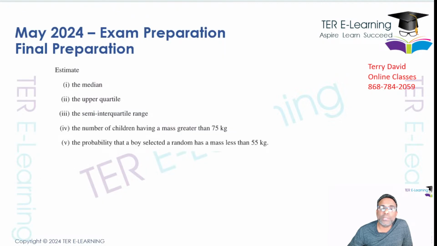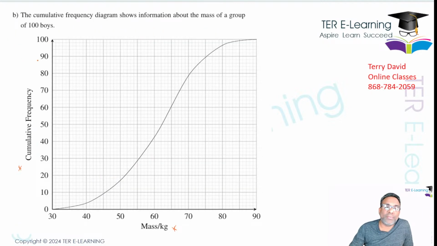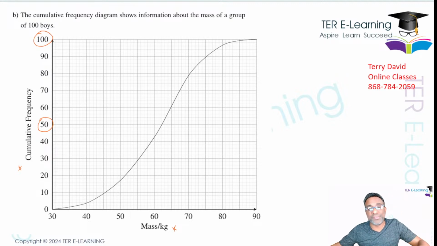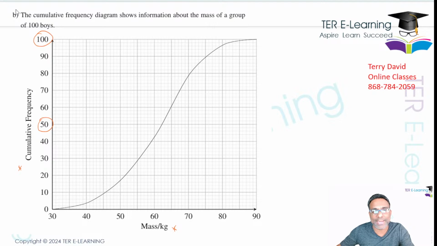The first thing that we want, estimate, we want the median. So whenever you want to find the median from a cumulative frequency curve, we look at the largest number here, which is 100. So therefore, we're going to go to the graph and read off at 50. Now, the most common mistake that students make here is to assume that the answer is 50. The answer is not 50. Let me just make this a little thicker.